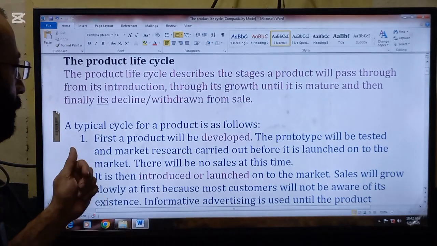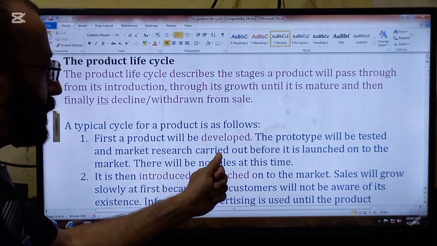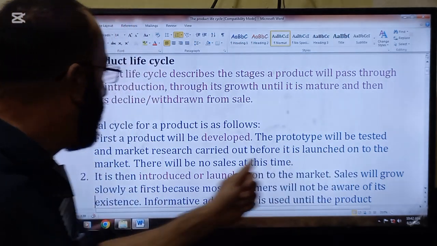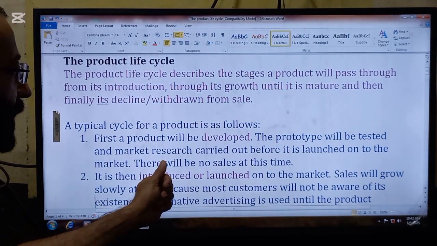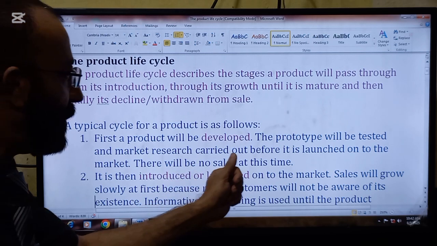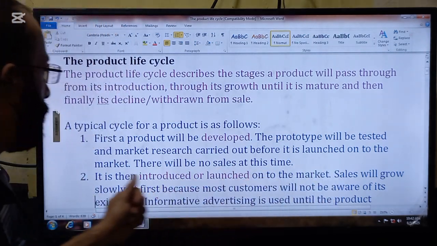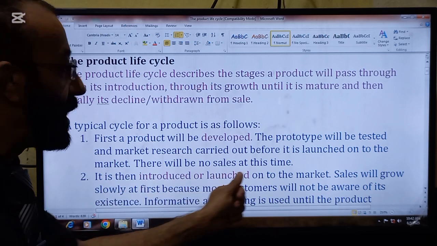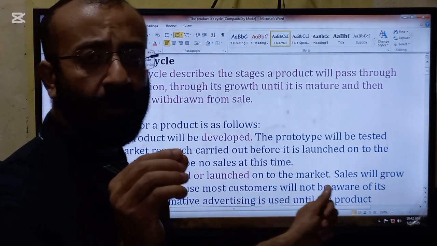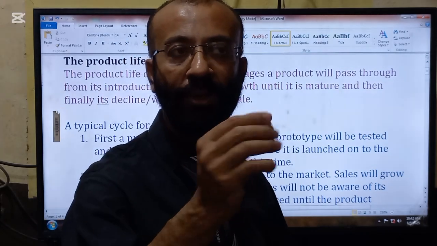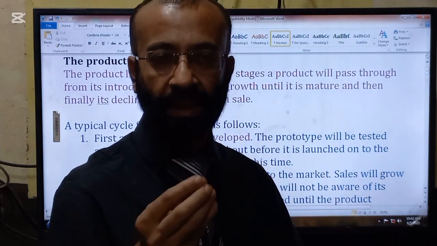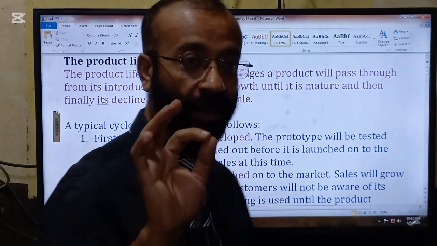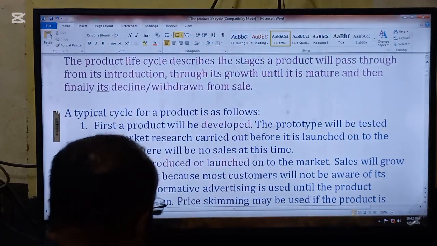So read again. First, a product will be developed. The prototype, which is the sample, will be tested, and market research will be carried out before it is launched onto the market. Before it is launched onto the market, there will be no sales at this time, because you are offering the product to your customers to take their view free of cost. Sir, please taste it and give your opinion. Like, no sales will be there. That sample will be free of cost.